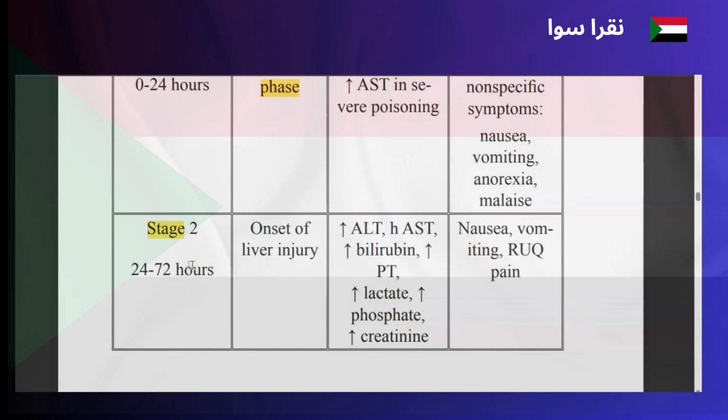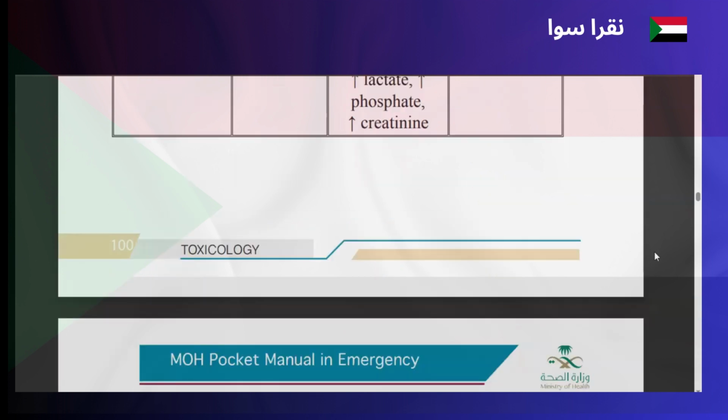So stage 2, between 24 and 72 hours, is the phase of onset of liver injury. The lab tests show increased liver function tests, creatinine, lactate, and phosphate. The manifestations are nausea, vomiting, and right upper quadrant pain.